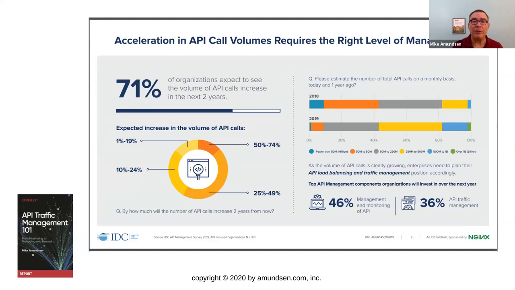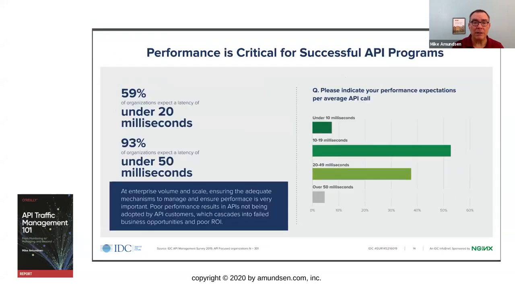3/4 of our organizations are going to be seeing massive changes in API calls in the next 2 years, as many as 250 million calls a month. We're going to have to figure out how we can do almost a million calls every single day, 10 million calls every day. And 3/4 of the organizations also think that they're going to have to deal with demands of under 20 milliseconds. That's 3,000 transactions a second.